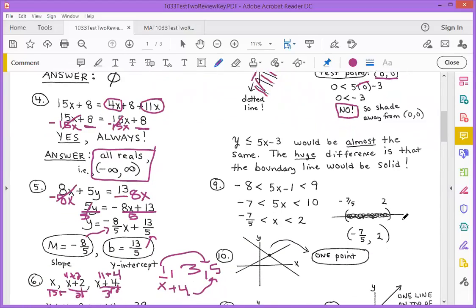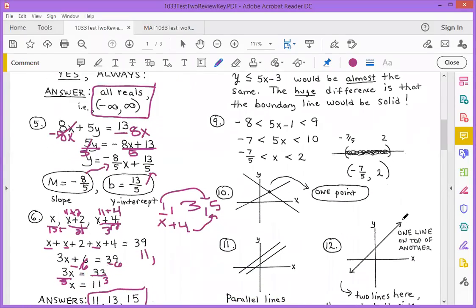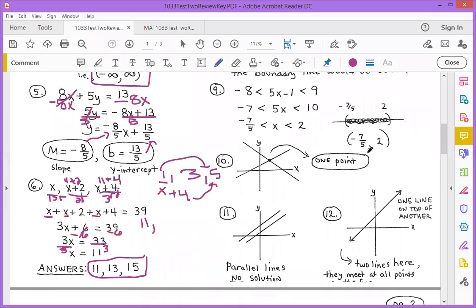Now for number 9, you have a compound inequality. You're solving for x, so you're trying to get x by itself in the middle of these 2 inequality symbols. To get the x by itself in 5x minus 1, you're going to add 1 in the middle, add 1 on the left, and add 1 on the right side. So all 3 sections: the middle, the right, and the left.